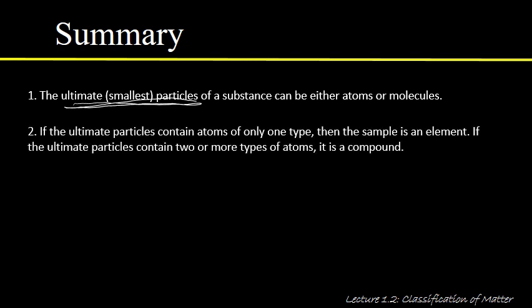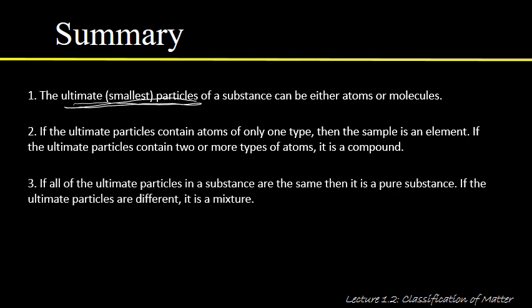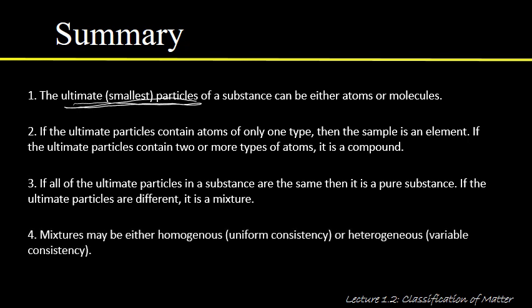And if the ultimate particles contain atoms of only one type, then it's an element. If there is more than one type, then it's a compound. Okay. If all of the ultimate particles are the same, regardless of whether it's an element or compound, then it's a pure substance. If there are different types of ultimate particles, then it is a mixture. And mixtures can either be homogeneous or heterogeneous, depending on whether the composition is uniform throughout or whether the composition varies from place to place within the substance. All right, great. That is elements, compounds, and mixtures.